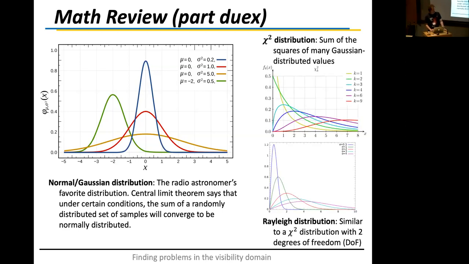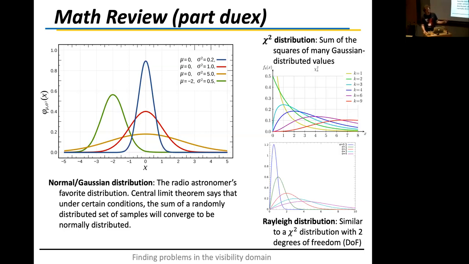There are two other distributions that are nice to point out. One is the chi-square distribution, which is basically the sum of the square of multiple Gaussian distributions. This is a favorite of people who like to do model fitting. And then down on the bottom, there's a somewhat related distribution called the Rayleigh distribution, which is very similar to a chi-square distribution with 2 degrees of freedom, so-called.